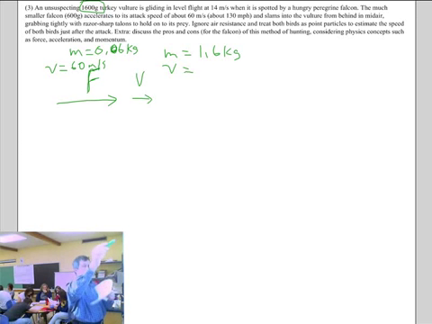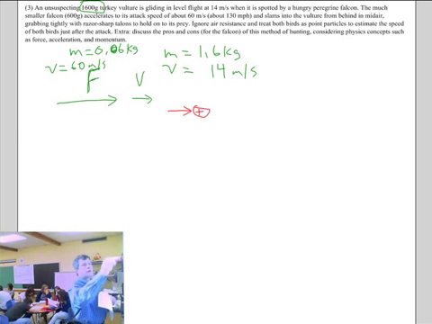Initial velocity of the vulture. Probably not too early to make a direction axis. Let's call this plus, which means this is plus and this is plus.